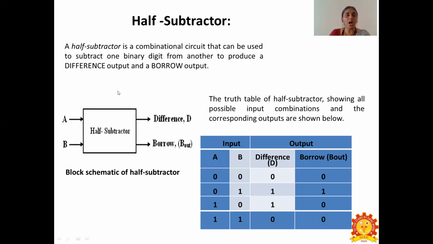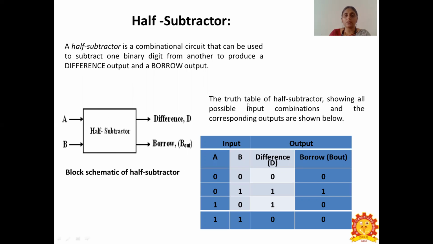And here is the half subtractor circuit. So half subtractor is a combinational circuit that can be used to subtract one binary digit from another, and which produces a difference output and a borrow output. And here A and B are the 2 inputs, and as a result it gives the difference D value and the borrow B out value.